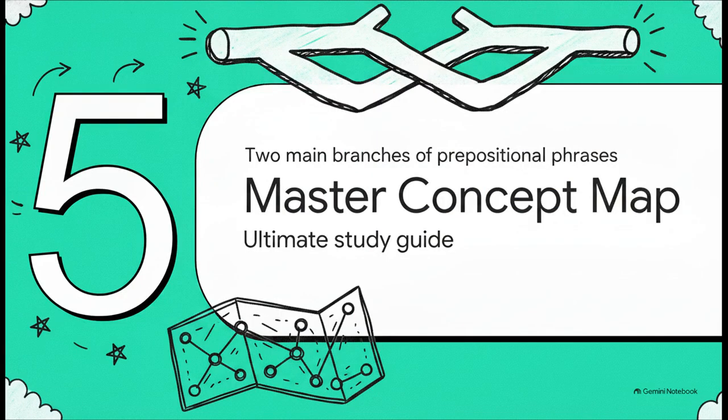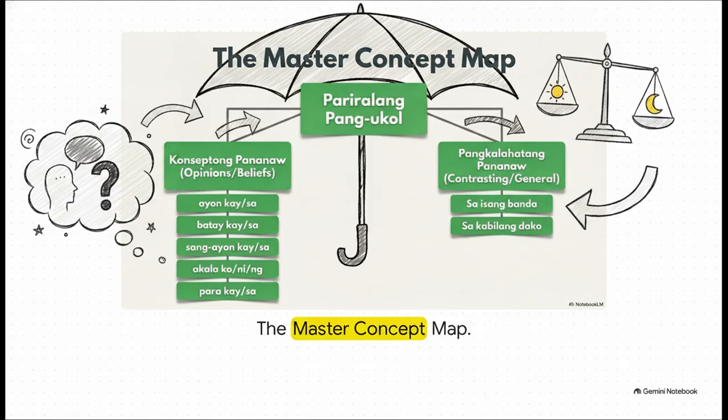Section 5, the Master Concept Map. You've conquered the two main branches, so let's organize them into the ultimate study guide. Visually trace this map with me. Up at the very top, we have our big umbrella term, Pariralang Pang-ukol, the prepositional phrase. This branches out into two totally distinct functions.